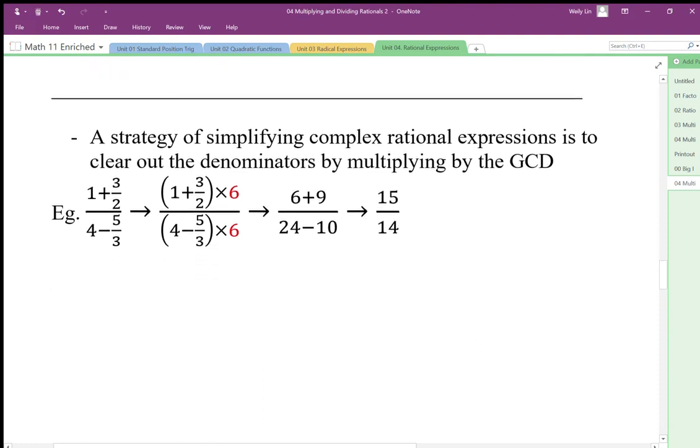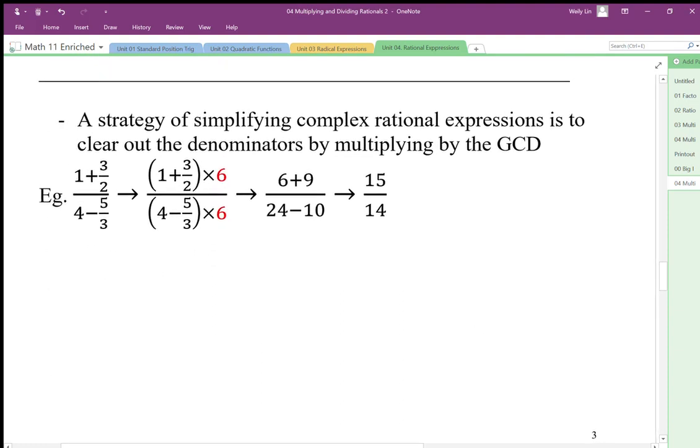So a strategy for dealing with complex rational expressions is when we have fractions embedded inside fractions. One way to think of this is, well, we don't want to deal with these fractions. I don't actually like this divide by 2 and this divide by 3. How could I get rid of a divide by 2 and a divide by 3? Well, I can multiply the top and bottom by the lowest common denominator. This is actually not GCD, but it should be LCD. I'll change that in your notes. We're going to multiply by the lowest common denominator, and that allows us to get rid of the extra divides that we don't want.